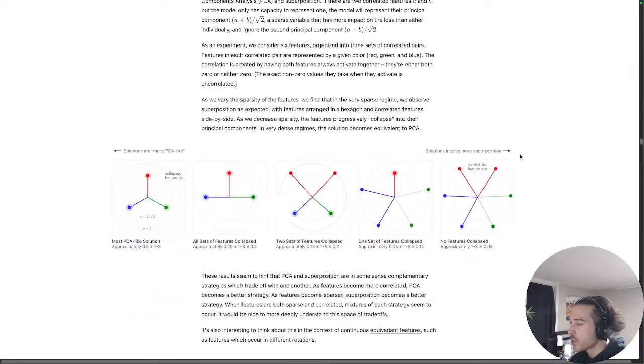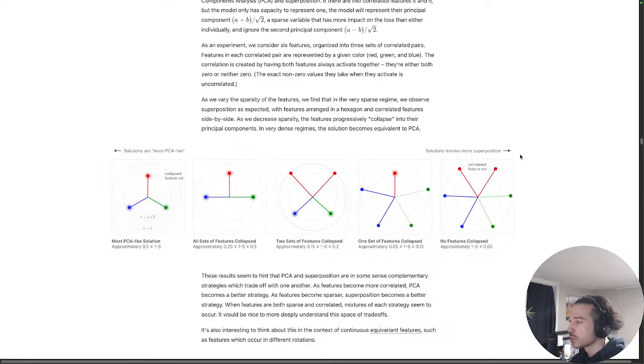As we vary the sparsity of the features, we find that in the very sparse regime, we observe superposition as expected, with features arranged in a hexagon and correlated features side by side. As we decrease sparsity, the features progressively collapse into their principal components. In very dense regimes, the solution becomes equivalent to PCA. So the solution is more like PCA when very dense. Most PCA-like solution, approximately 0.5 ≤ 1 - S.